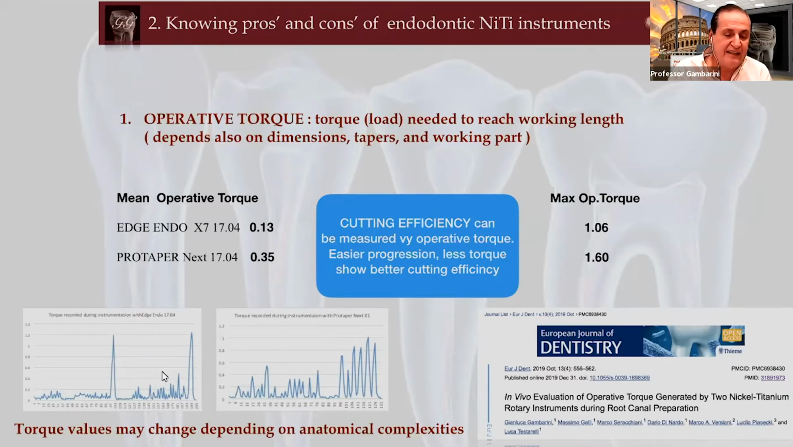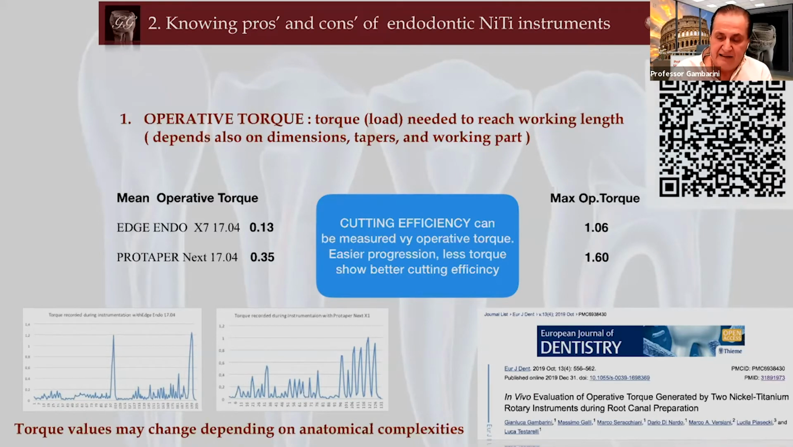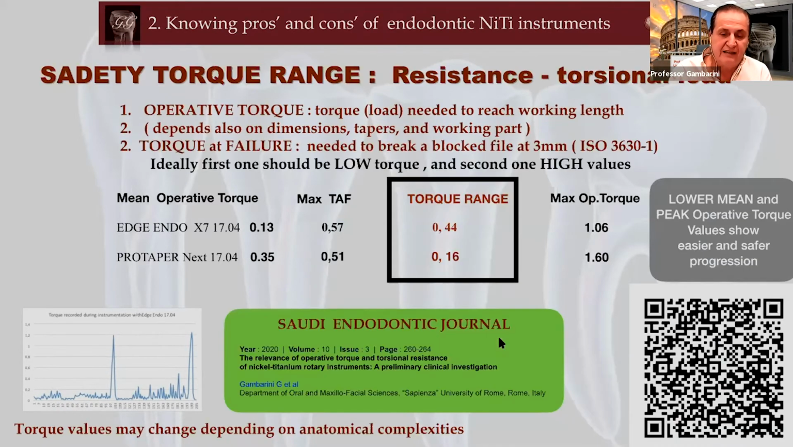To the left, we have the X7. To the right, we have the ProTaper. So we may have a much more delicate instrumentation, but also much less stressful instrumentation with X7. And we published this recently in 2019 in the European Journal of Dentistry. And I think this is quite an interesting result.